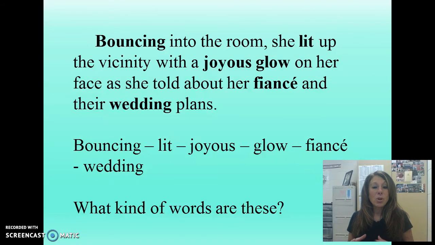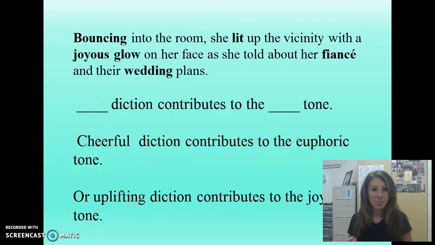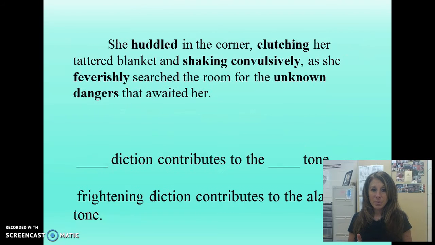If you look at those words, what kind of words are these? How would you describe the tone or the mood of those words? If you do that, if you were to fill in the blanks, what kind of diction contributes to this kind of tone? You might say cheerful diction contributes to the euphoric tone, or uplifting diction contributes to the joyful tone. Okay? Let's do one more.